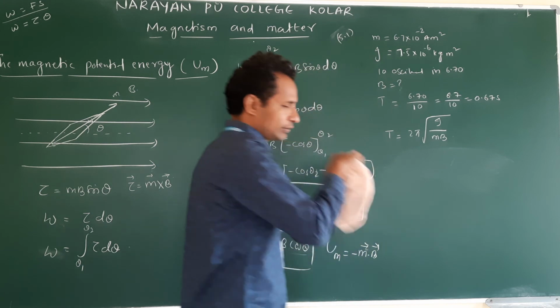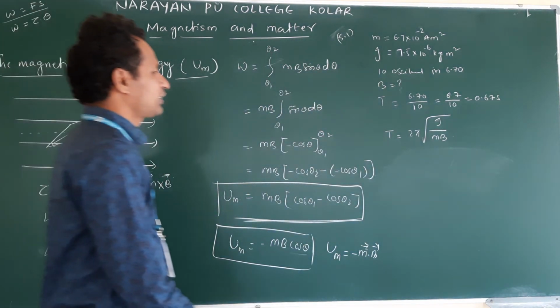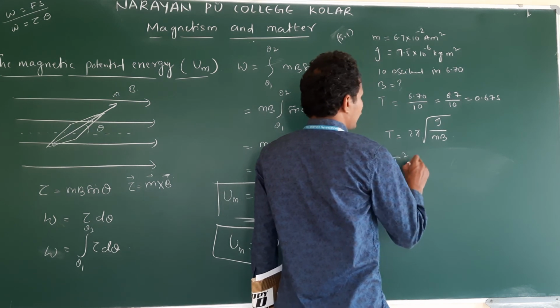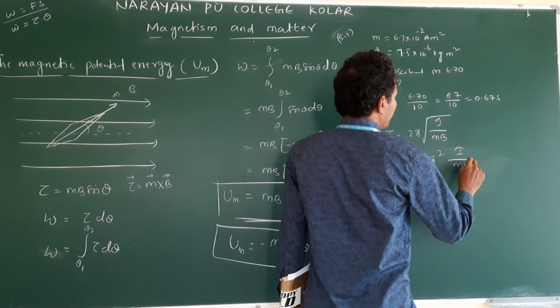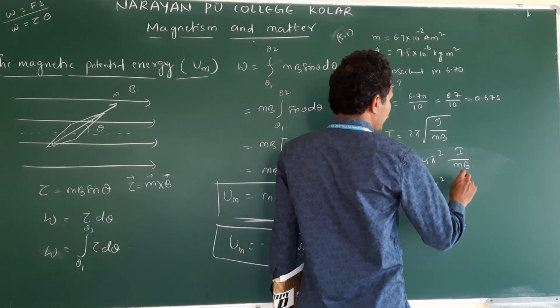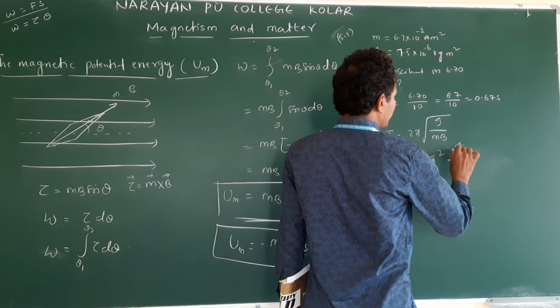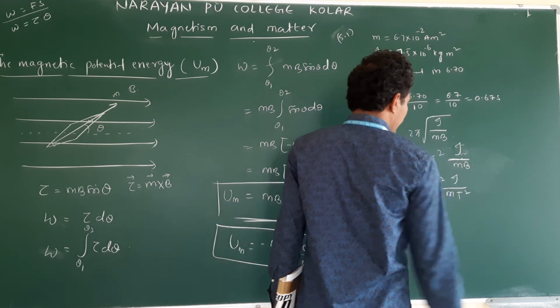For that, squaring that equation on both sides, what do you get? T square is equal to 4 pi square I by MB. Now make B the subject. B is equal to 4 pi square I by M into T square.